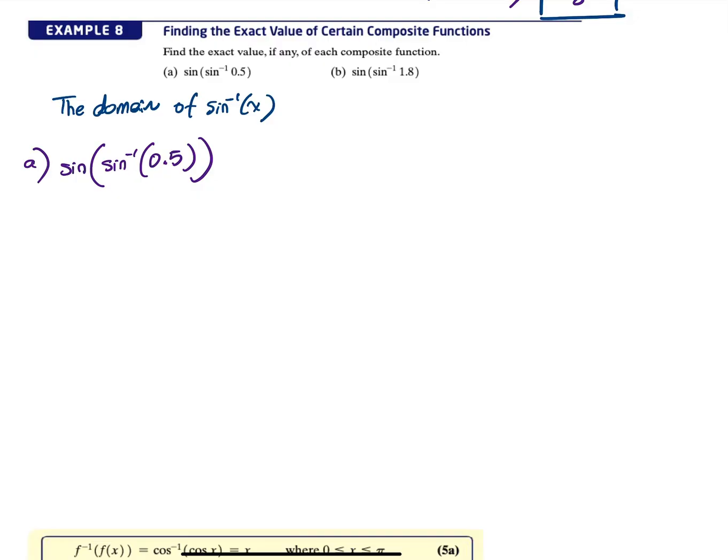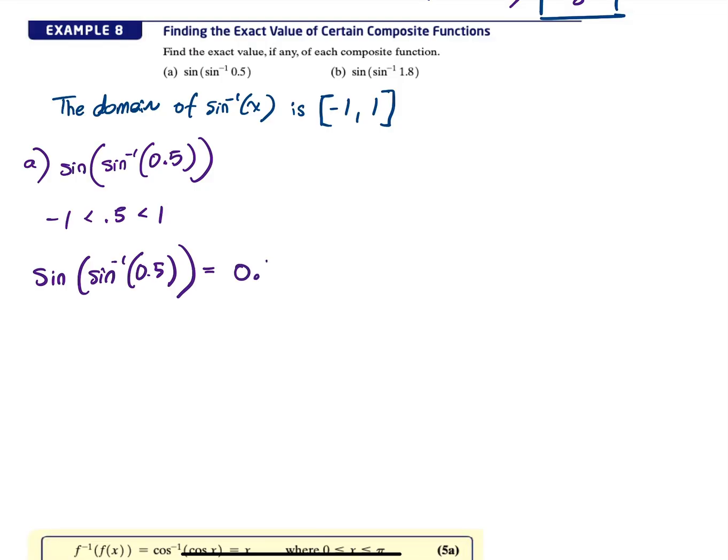It has a restricted domain of being between -1 and +1. So those are the only input values we can have for the inverse sine. So here, 0.5 is in that interval. Let's say 0.5 is between -1 and +1. So if that's the case, then these will undo each other. This will just be equal to 0.5.